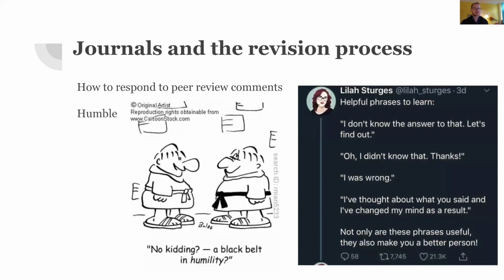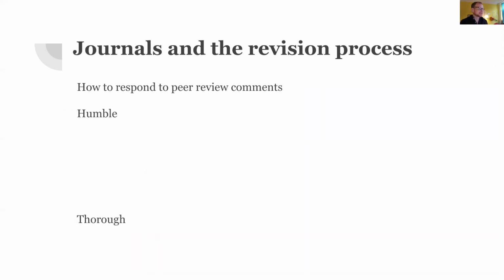So this is a Twitter post from Leila Sturgis, a researcher I follow. And her takeaway from this whole review process, or from being a good scientist, is to say things like, I don't know the answer to that, or I didn't know that, I was wrong, I changed my mind after thinking about what you said. They're useful phrases, certainly in science, and they also potentially make you a better person. You can get a black belt in humility if you practice these things. So these are all really helpful for the review process.